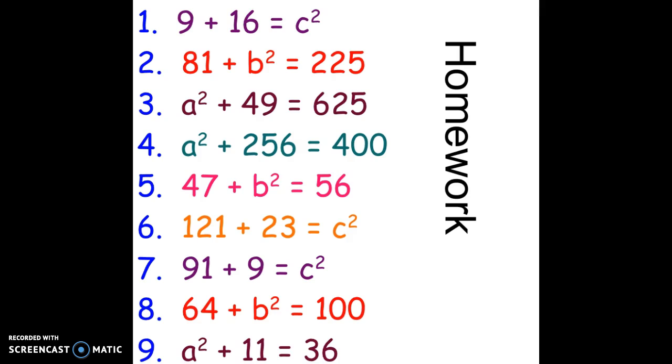You have 9 homework problems for tonight. Make sure to have these ready to go and to talk about tomorrow. Have a great day.